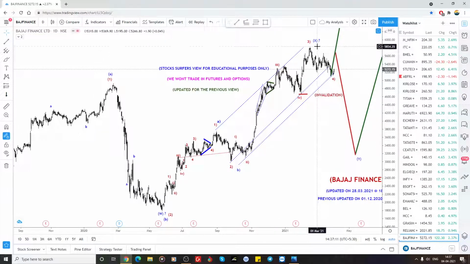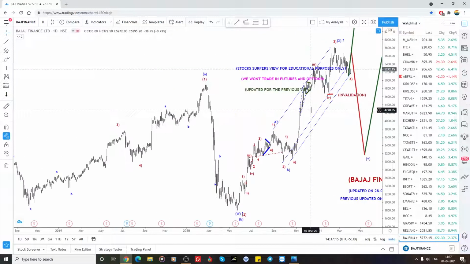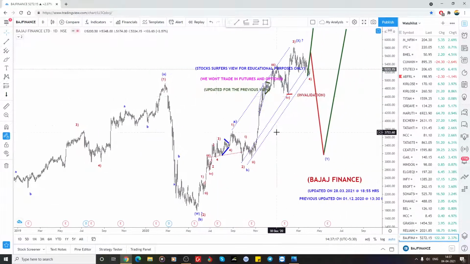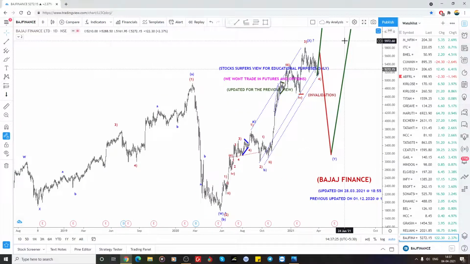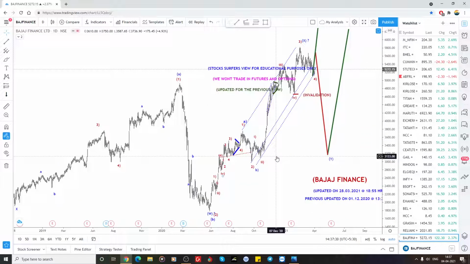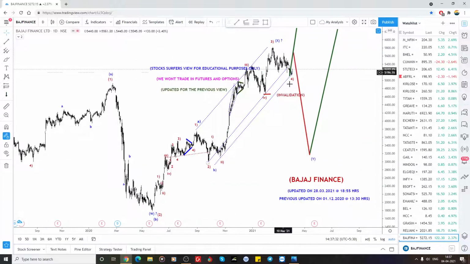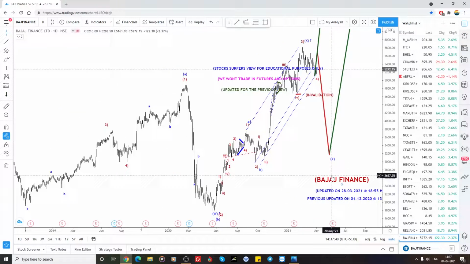Else if it fails to make a high, then there will be a lot of corrections going on. So we have to wait for that low, and nearly 3100 is the best buy zone here for the target, nearly 6500 to 7000 for the C wave, the bigger C wave. Otherwise it could make a triangle also, the bigger triangle, because we are in the B wave. Mind this, we are in that whole B wave.